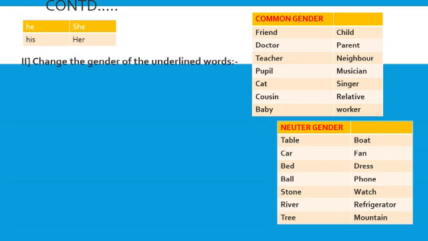Now let's see what the exercise is. You need to change the gender of the underlined words. How? The first sentence is, the queen had 4 sons. Now the words queen and sons are underlined, so you need to change the gender. So what will be your answer? The queen becomes the king. You need to change the gender. Had 4 sons. Now sons becomes daughters.